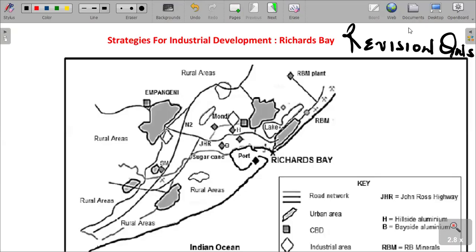Yes, today we are coming back to the same topic, strategies for industrial development, but technically answering some questions that can apply on the chapter, on the unit, on the topic. So we want to have an understanding of questions that might be asked. We have a revision question that I've attached here, looking specifically at the Richards Bay Development Initiative.